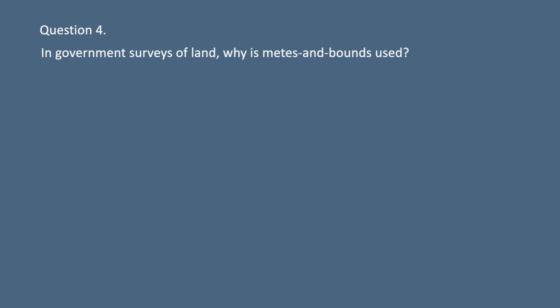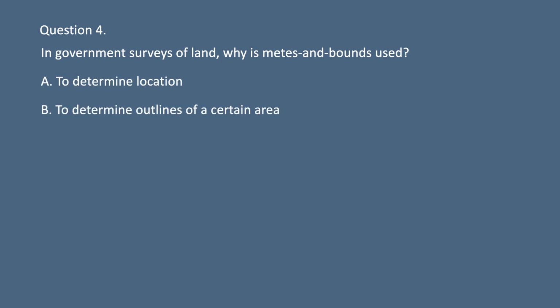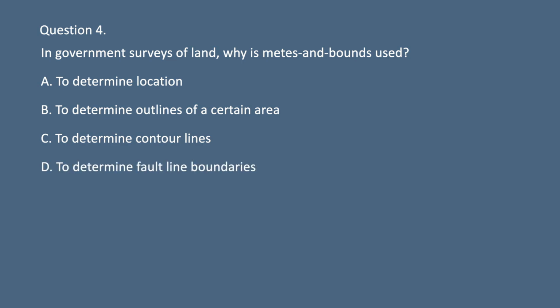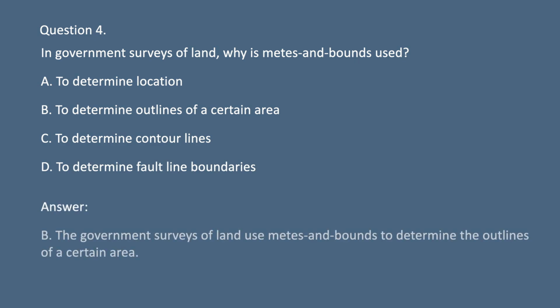Question 4. In government surveys of land, why is metes and bounds used? A. To determine location. B. To determine outlines of a certain area. C. To determine contour lines. D. To determine fault line boundaries. Answer. B. The government surveys of land use metes and bounds to determine the outlines of a certain area.